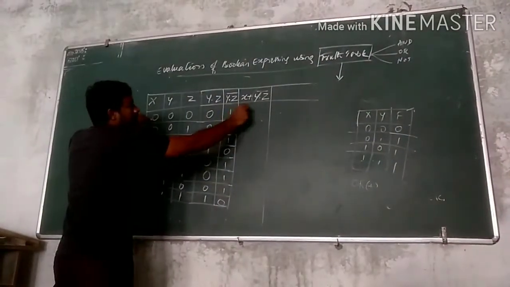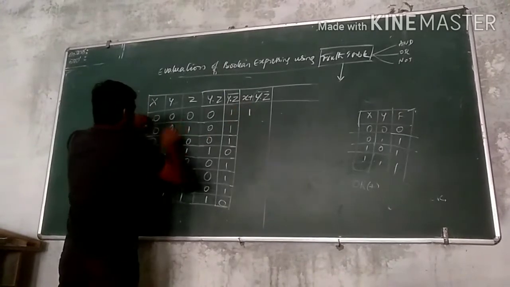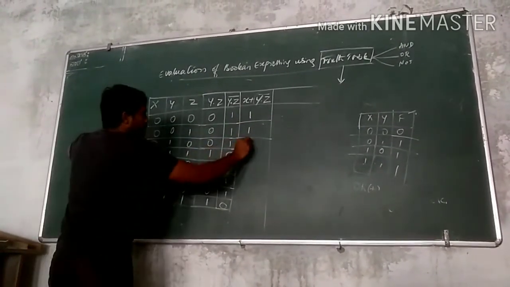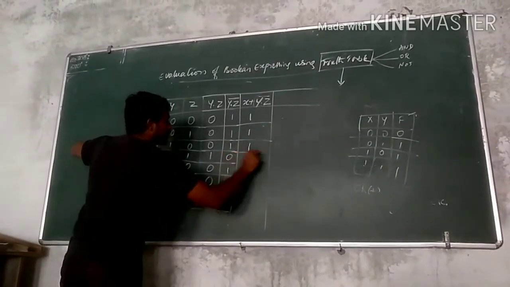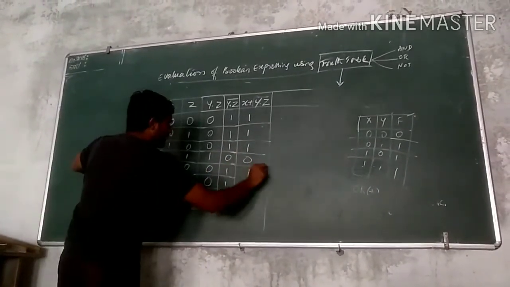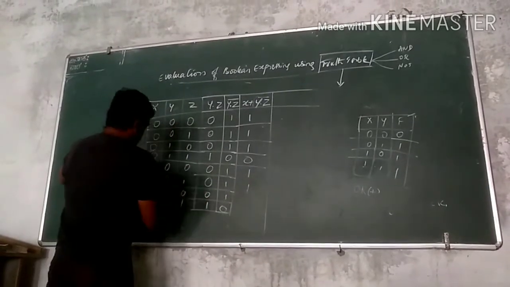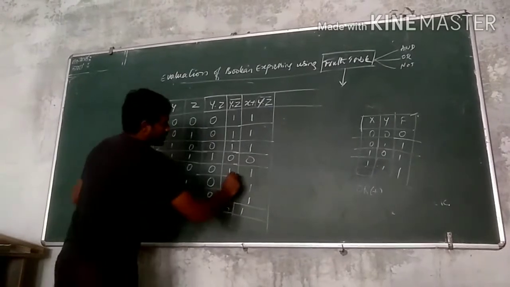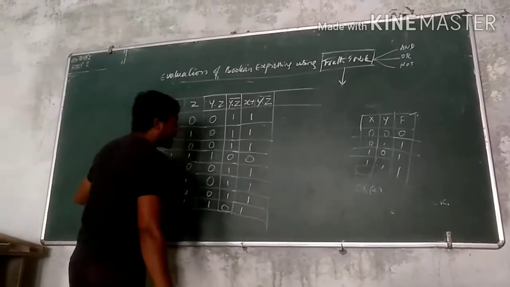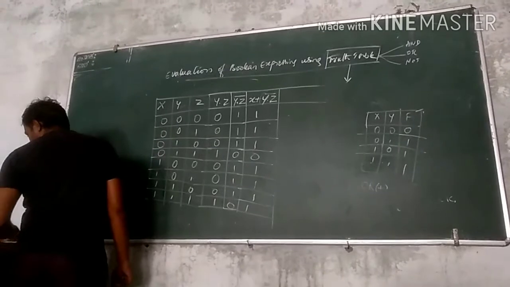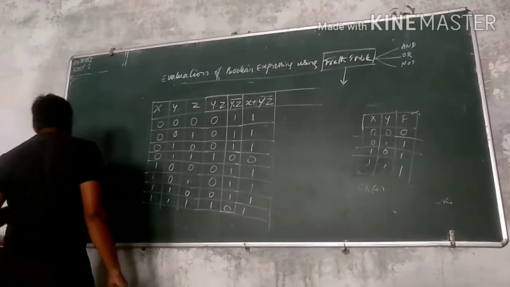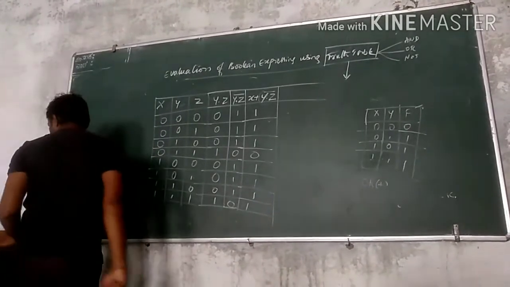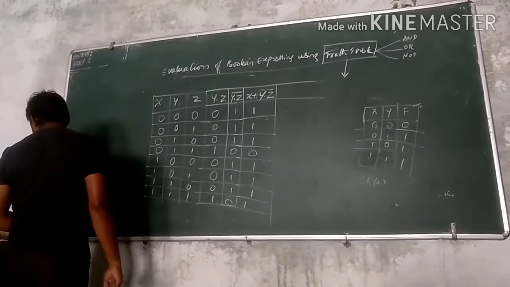0 plus 1 is 1, 0 plus 1 is 1, 0 plus 1 is 1, 0 plus 0 is 0, 1 plus 1 is 1, 1 plus 1 is 1, 1 plus 1 is 1, 1 plus 0 is 1. So this is the way of calculating the Boolean expression using the truth table. This is your way of calculating the truth table.